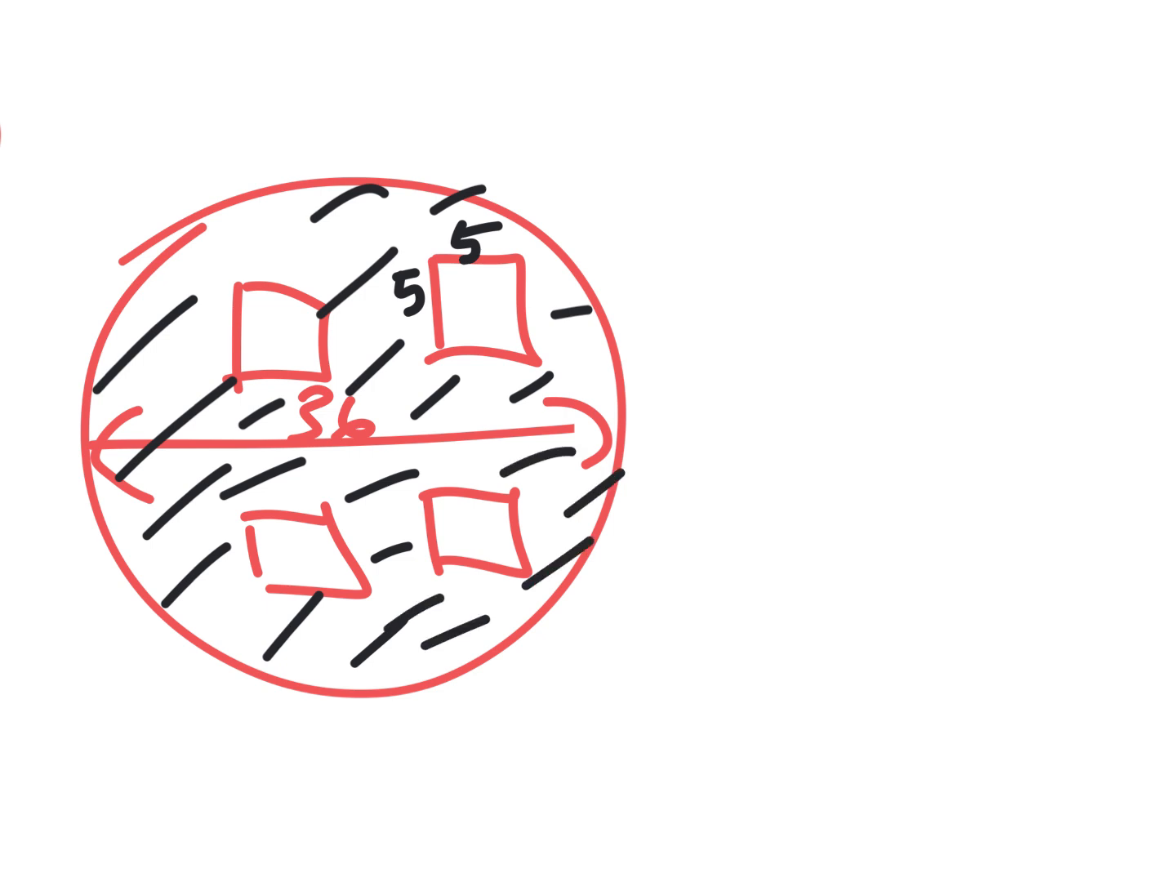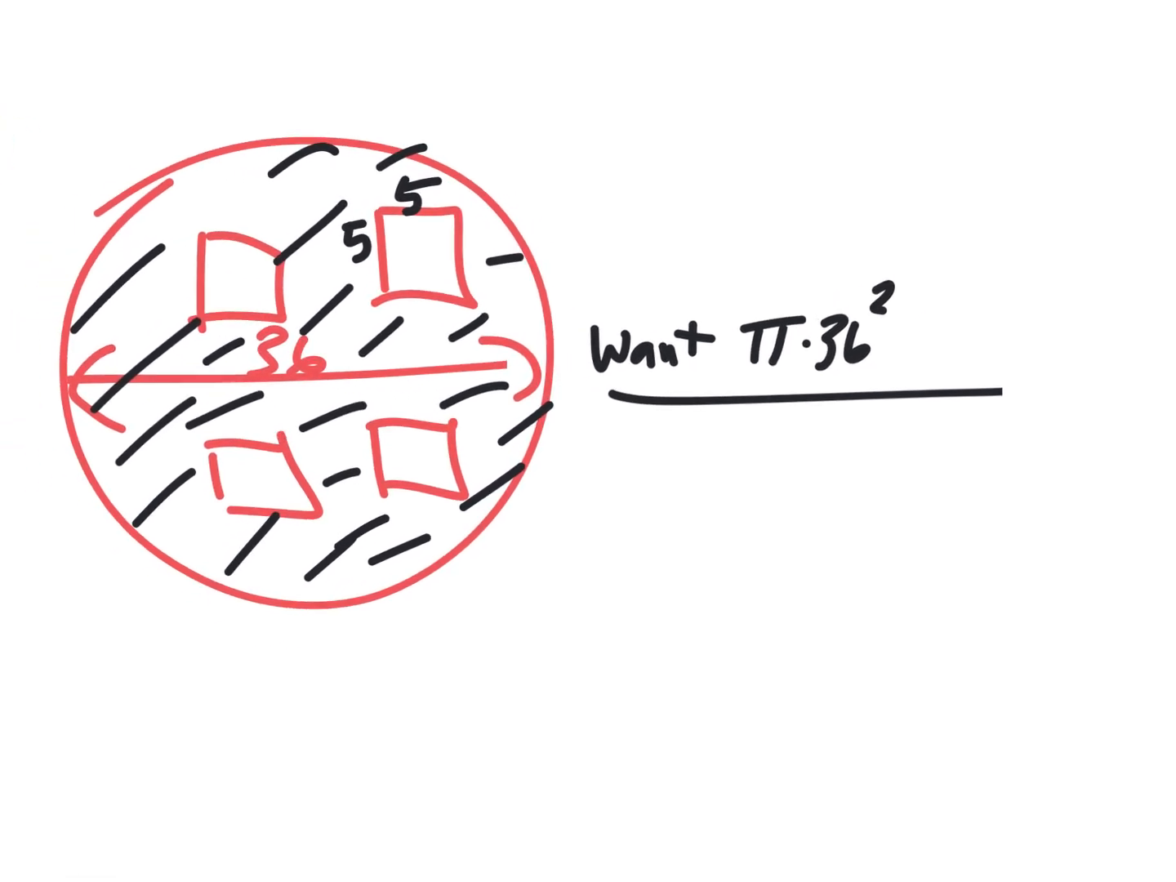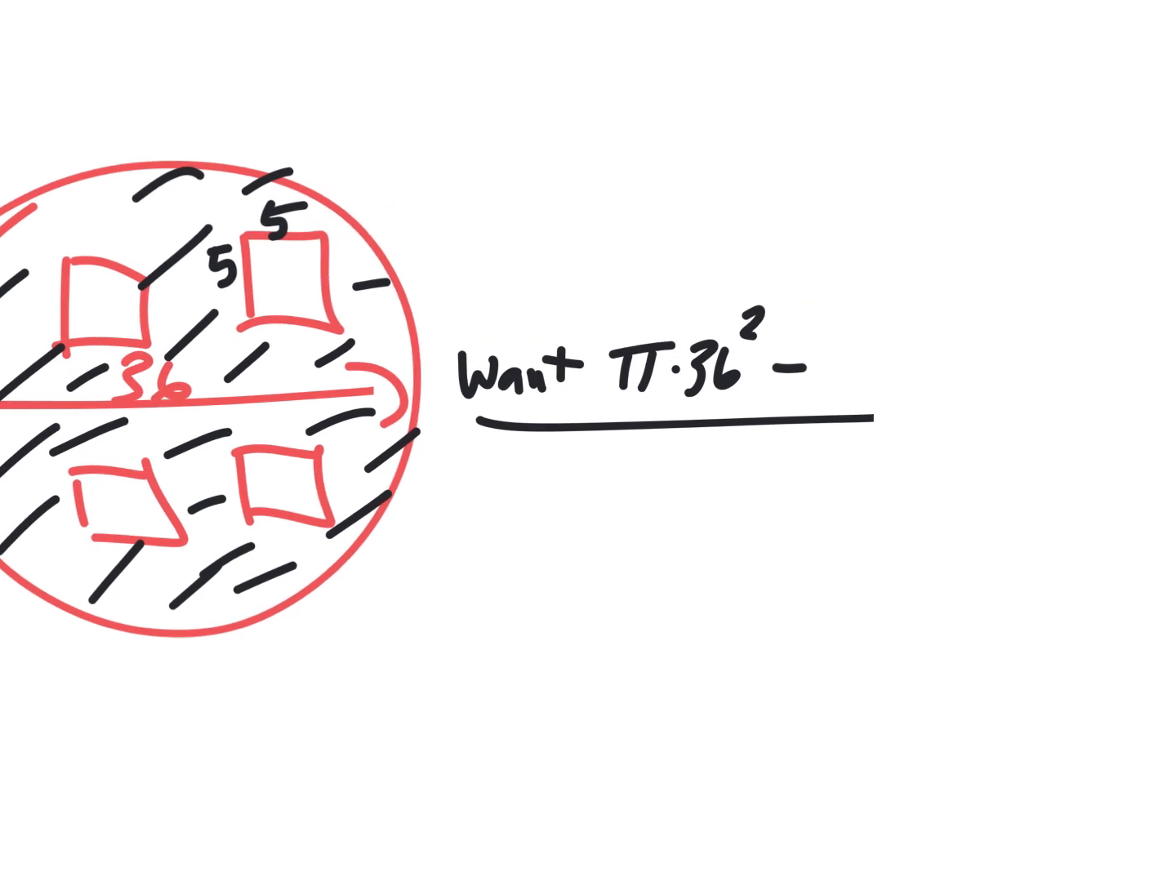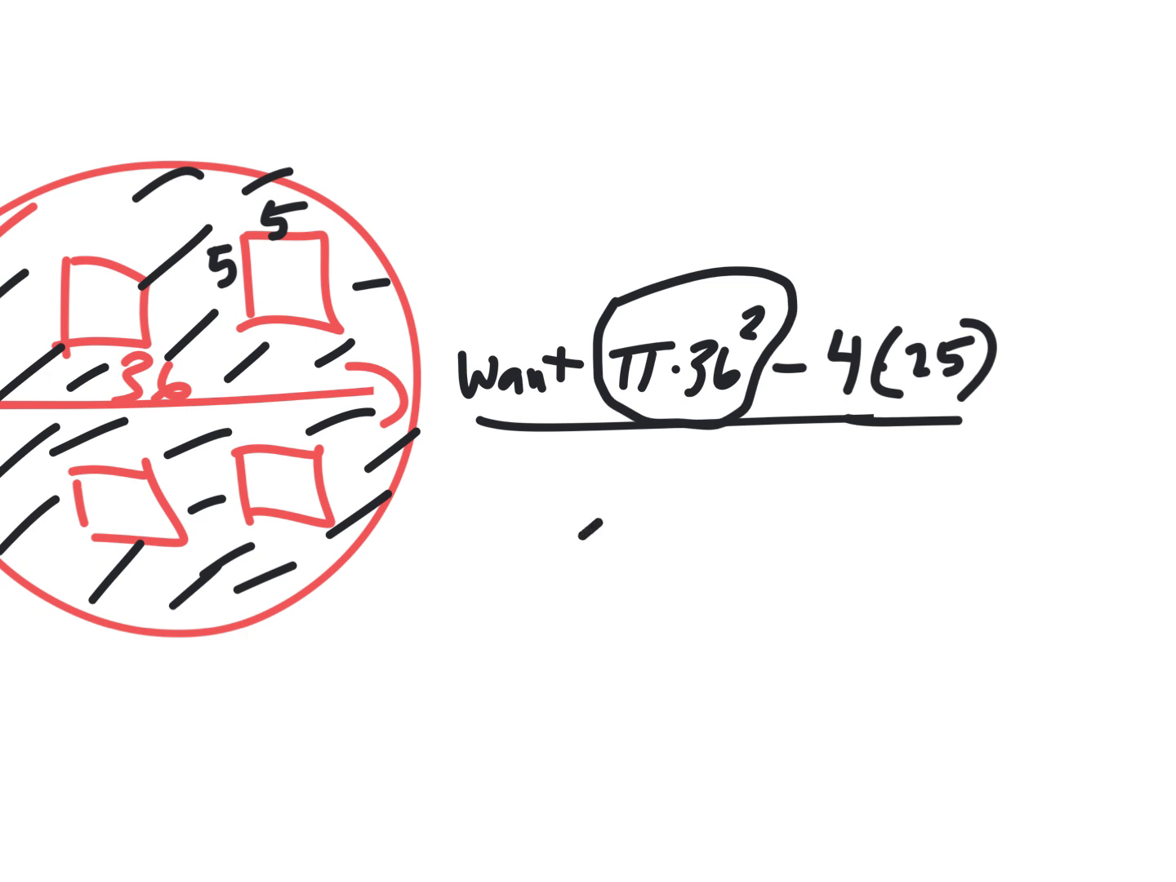Remember that to do that, you find the area of the whole thing, which is pi r squared, so it's pi times 36 squared. And then I take away the squares that I don't want to hit. And there's 4 of those, and they're each 25, 5 times 5. There we go. That's what I want. See how I got that? Area of the whole thing minus the 4 squares. Now what's possible is everything, which is the area of the whole thing.